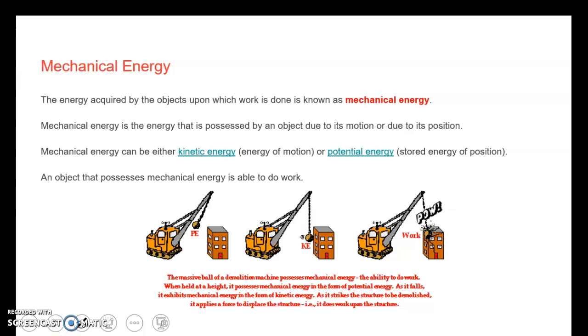Now, mechanical energy, and there's a lot to talk about here, so I'm going to do these point by point. Point 1, the energy acquired by the objects upon which work is done is known as mechanical energy. So energy, all right, that is gained when work is done to an object is mechanical energy. It's energy that's possessed by an object due to its motion or due to its position. So it could be its kinetic energy or it could be its potential energy.